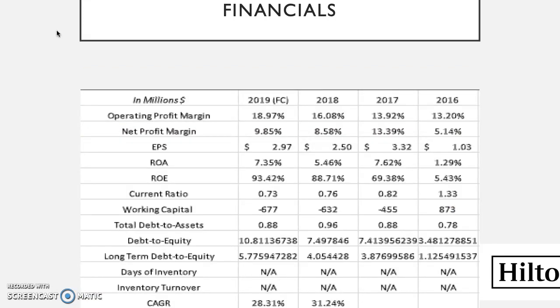Financials. You can see their operating profit margin rising. 2016 was a really bad year for them, and it was also the last year they owned a majority of their properties. Starting in 2017, they began franchising out their properties more, and you see the total value of the company skyrocket immensely here, with their earnings per share nearly tripling, and also their net profit margin spiking and then starting to plateau out here around 10%. And as we go down, all of their ratios are increasing.